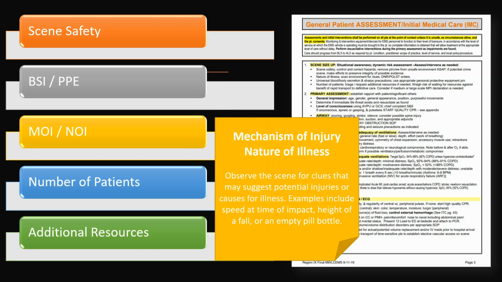Mechanism of injury and nature of illness. So observe the scene for clues that may suggest potential injuries or causes for the illness. And I'll give you a brief example of a call that I was on one time. We responded for a full arrest, and it was a male subject that was found in the garage. We got there and the garage door was open. We did our initial assessment and started working the arrest.